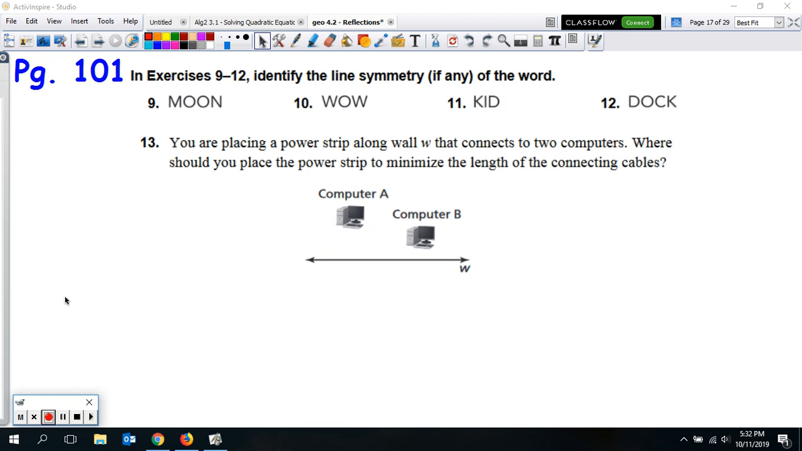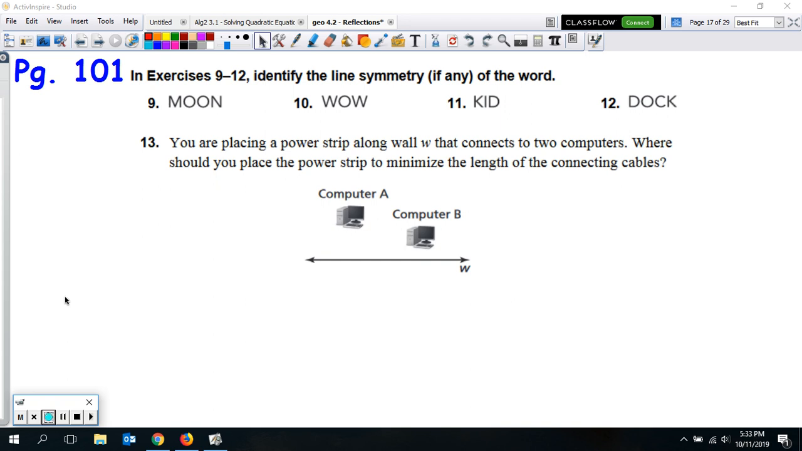Okay, so we're almost done here on page 101. It wants us to identify the line symmetry of the word. So we have 4 different words here from 9 to 12, and it wants us to identify where that line symmetry would be. Does it have line symmetry, first of all? Does the word have line symmetry, and if it does, where is that line of symmetry?